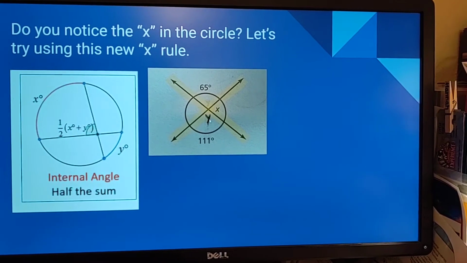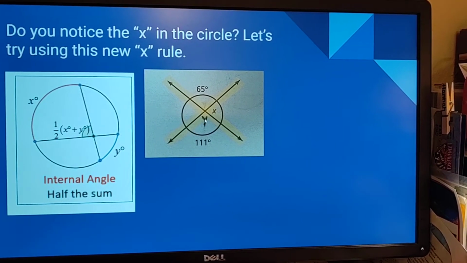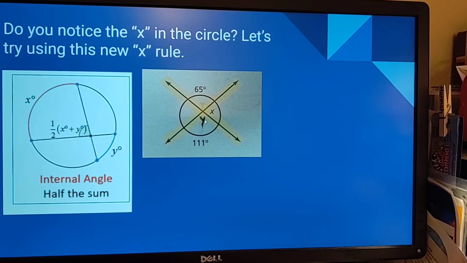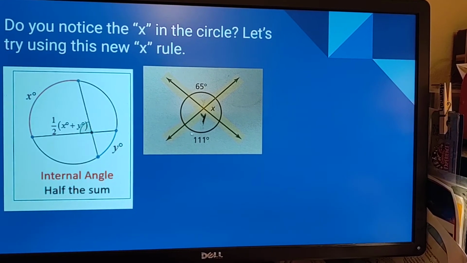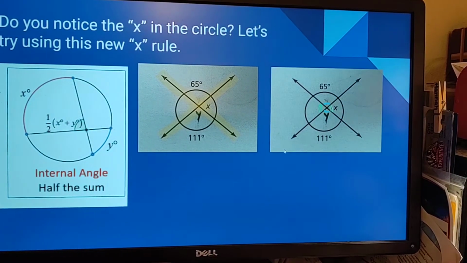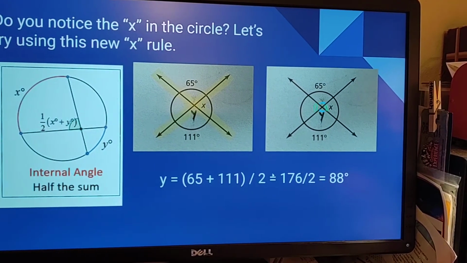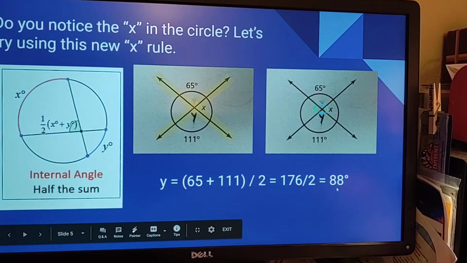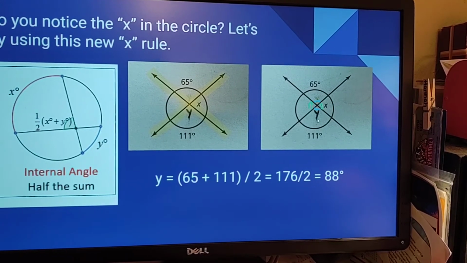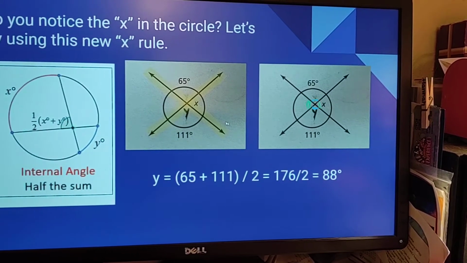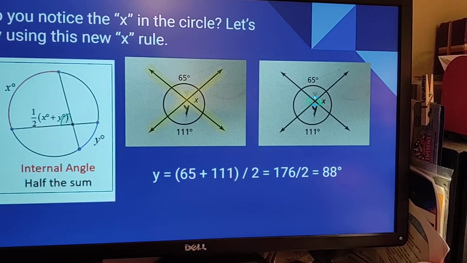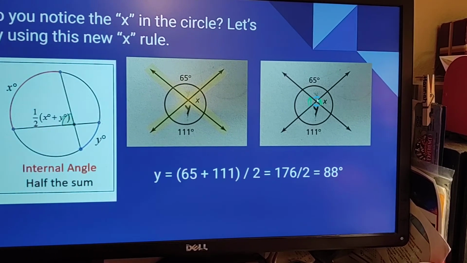Now, how would I find angle Y? It looks to me like angle Y is an interior angle or an internal angle. It follows the X rule. So we're going to add 111 plus 65, get that answer, and divide by 2. And that will give us the measure of angle Y, 88 degrees. Now, I want to show you, and I marked this in blue on this picture, Y is not the only angle that's 88 degrees. Its vertical angle right up here, this other blue angle, is also 88 degrees.